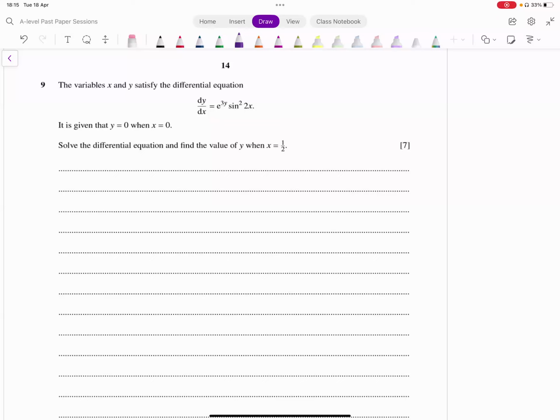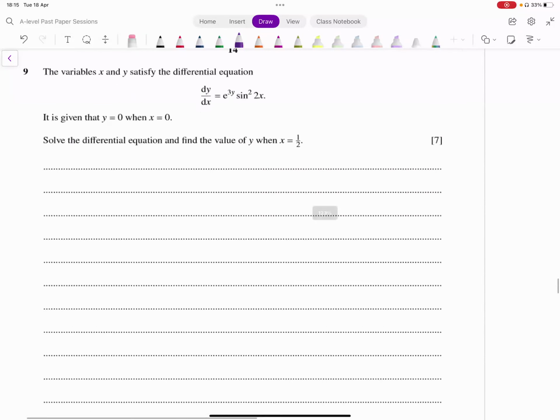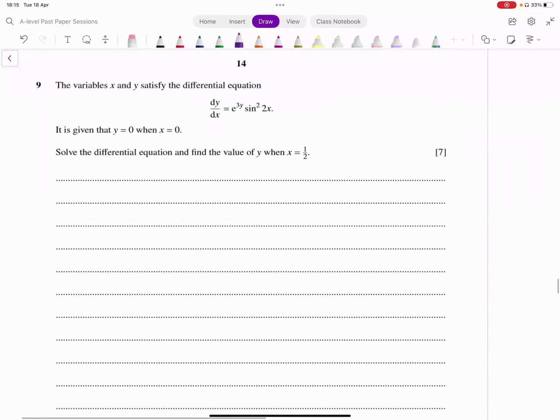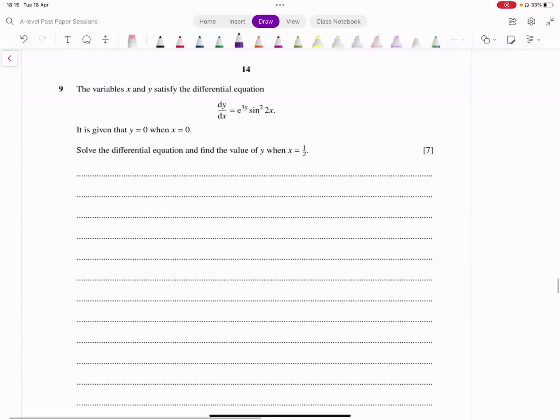We need to solve this differential equation and find the value of y when x equals 1 over 2. Let's solve this differential equation. So how do we solve a differential equation? The first thing we have to do is separate the variables. Okay, let's separate the variables.